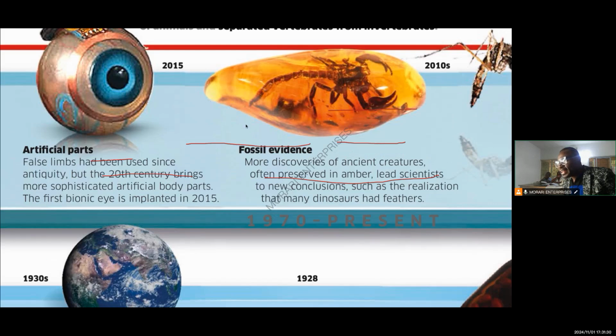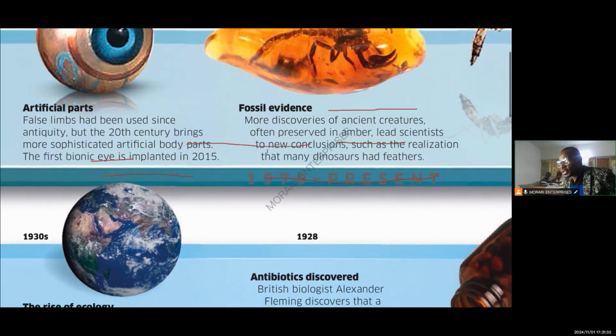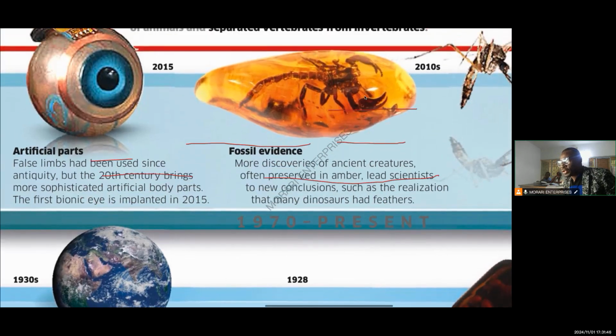Okay. Now let's see. Fossils. More discoveries of ancient creatures, often preserved in amber, led scientists to new conclusions, such as the realization that many dinosaurs had feathers. So this is amber. Amber is a kind of place where things can be preserved without decomposition, right? That place where the thing can stay without decomposition is called amber.